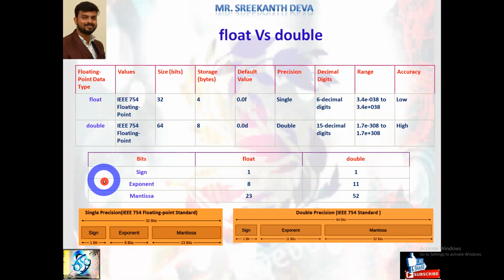Coming to the range, values, sizes, storages, precisions, accuracy, here I represented them in tabular format: floating point data type, float is a keyword, double is a keyword.